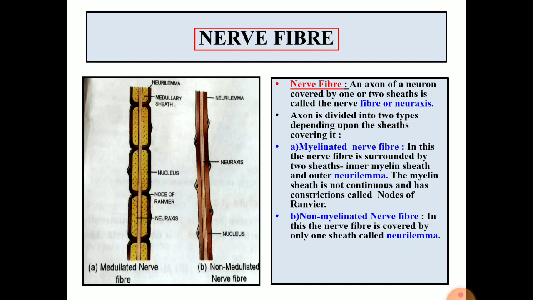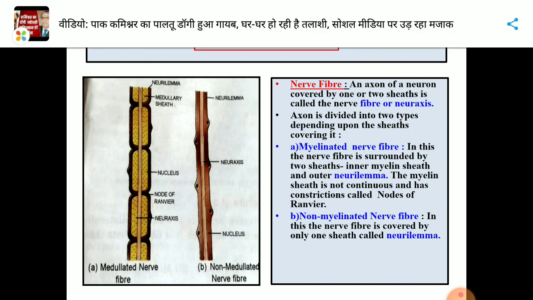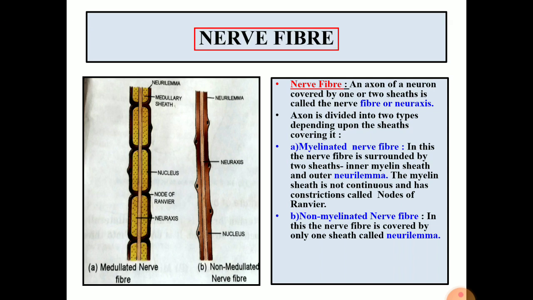In the first diagram, you can see the myelinated nerve fiber. It is a nerve fiber surrounded by two sheaths. The inner one is known as the myelin sheath and the outer is known as the neurolemma. The myelin sheath is not continuous. It has gaps in between. There are constrictions there which are known as the nodes of Ranvier.